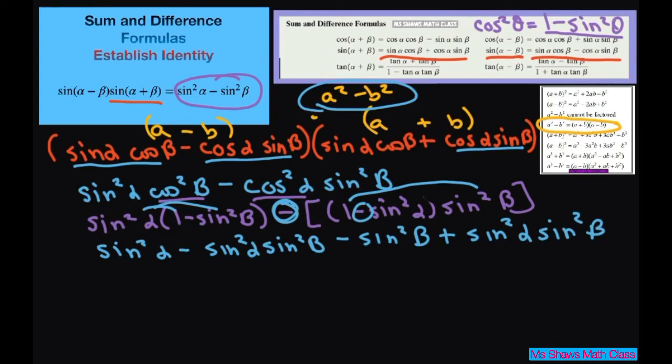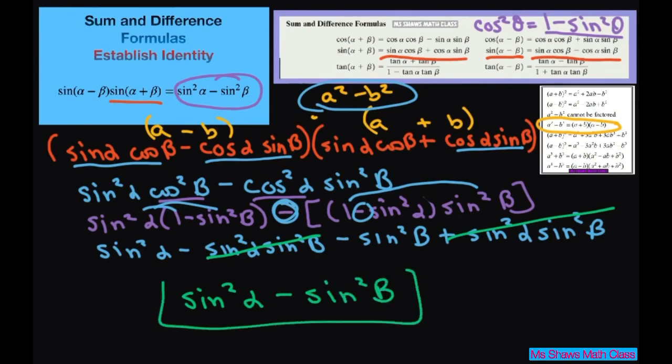Now simplifying this, these two cancel, the zero property, and we're left with sine squared alpha minus sine squared beta, which is our desired result.